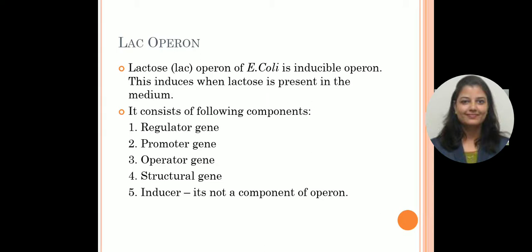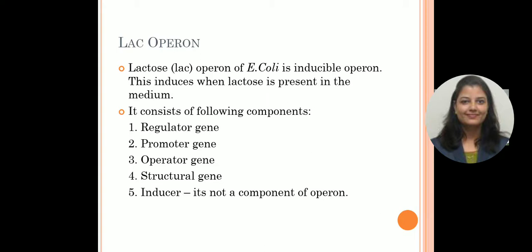Then number 2 component is the promoter gene. This gene precedes the operator gene and is present adjacent to the operator gene. The promoter gene base sequence determines which strand of DNA acts as template. Then the third component is the operator gene. It precedes the structural gene and controls the functioning of the structural gene.